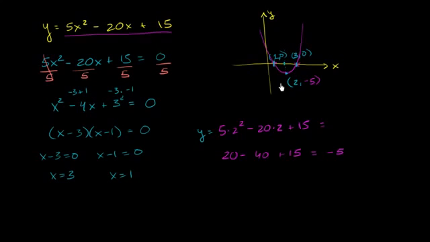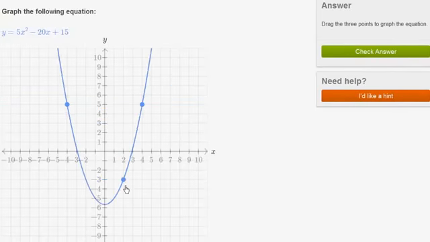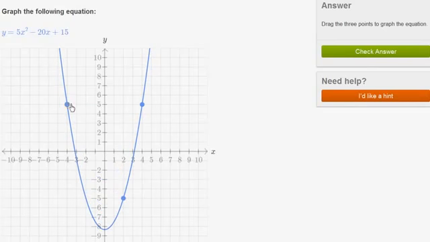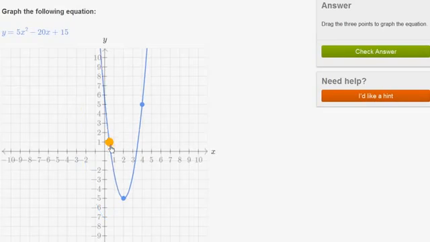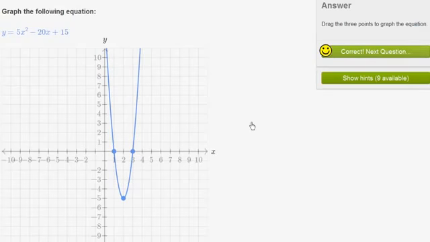And so now we can go back to the exercise and actually plot these 3 points. 1, comma 0, 2, comma negative 5, 3, comma 0. So let's do that. So first I'll do the vertex at 2, comma negative 5, which is right there. And now we also know one of the times it intersects the x-axis is at 1, comma 0, and the other time is at 3, comma 0. And now we can check our answer, and we got it right.